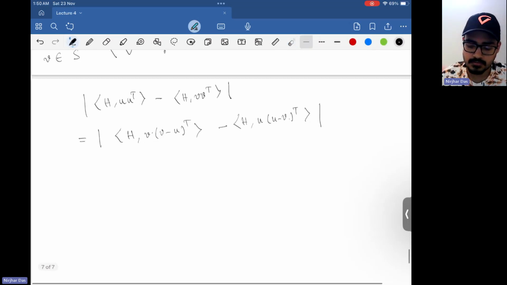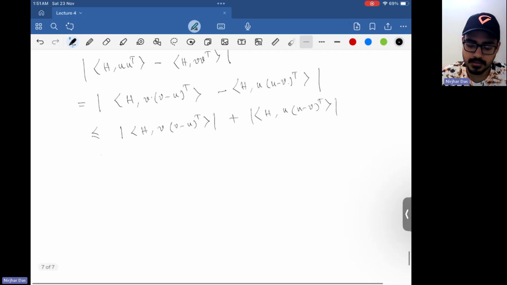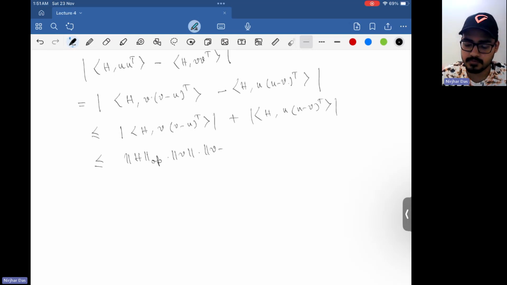So this is now upper bounded with, like, triangle inequality. So H of V into V minus U transpose. And again, we apply the operator norm and the Cauchy-Schwarz inequalities. So we will have this is norm of h plus norm of v times norm of v minus u plus h operator norm times norm of u times norm of u minus.